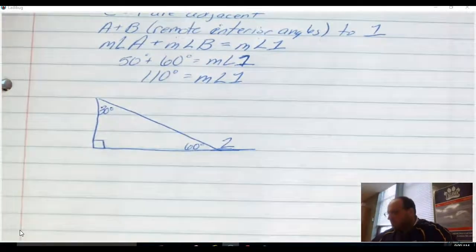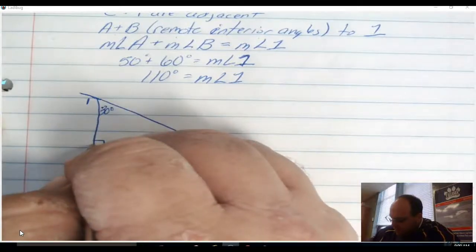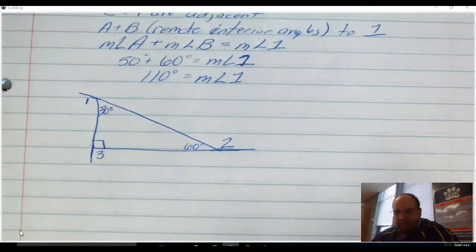We'll call this one right here 2. Because if I extend the line this way, this would be angle 1, and then if I extend it this way, this would be angle 3. So see how I extended those and I got exterior angles from that?